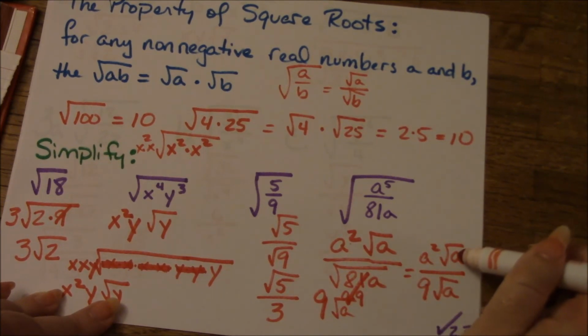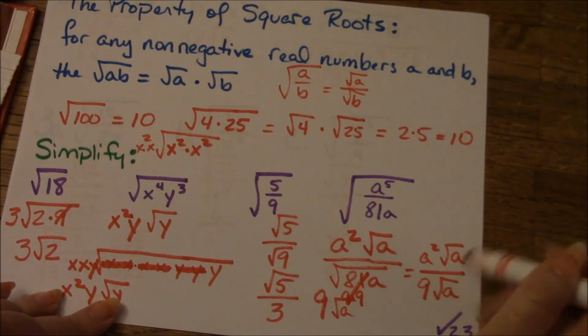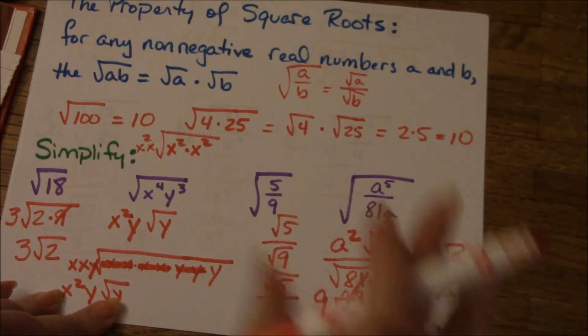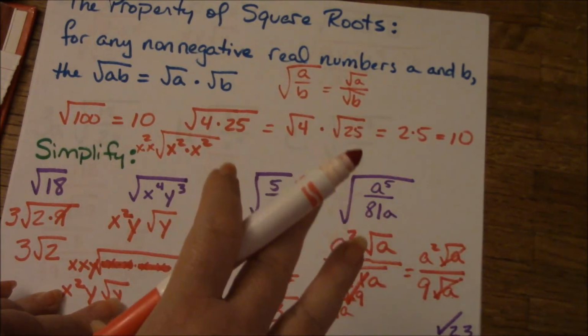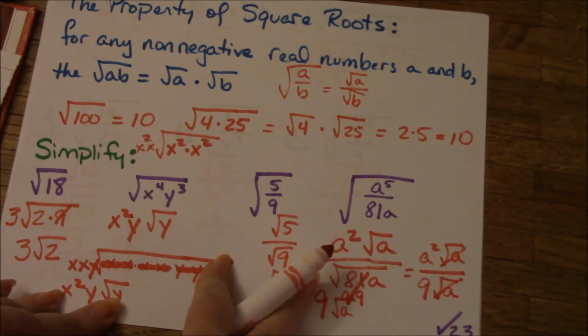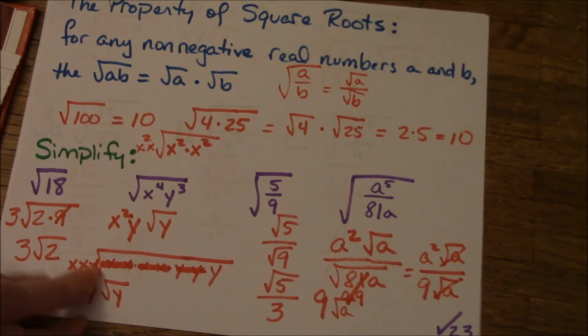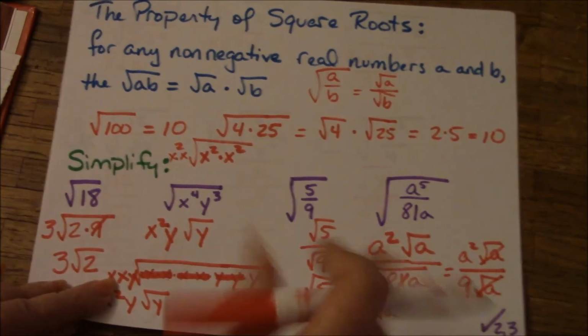And again, I've got the same thing on the top and the bottom of a fraction. They cancel out, and I end up with a squared over 9. This is a whole system of simplifying square roots. And I'd like you to get comfortable with it. So give checkpoints 2 and 3 a try.